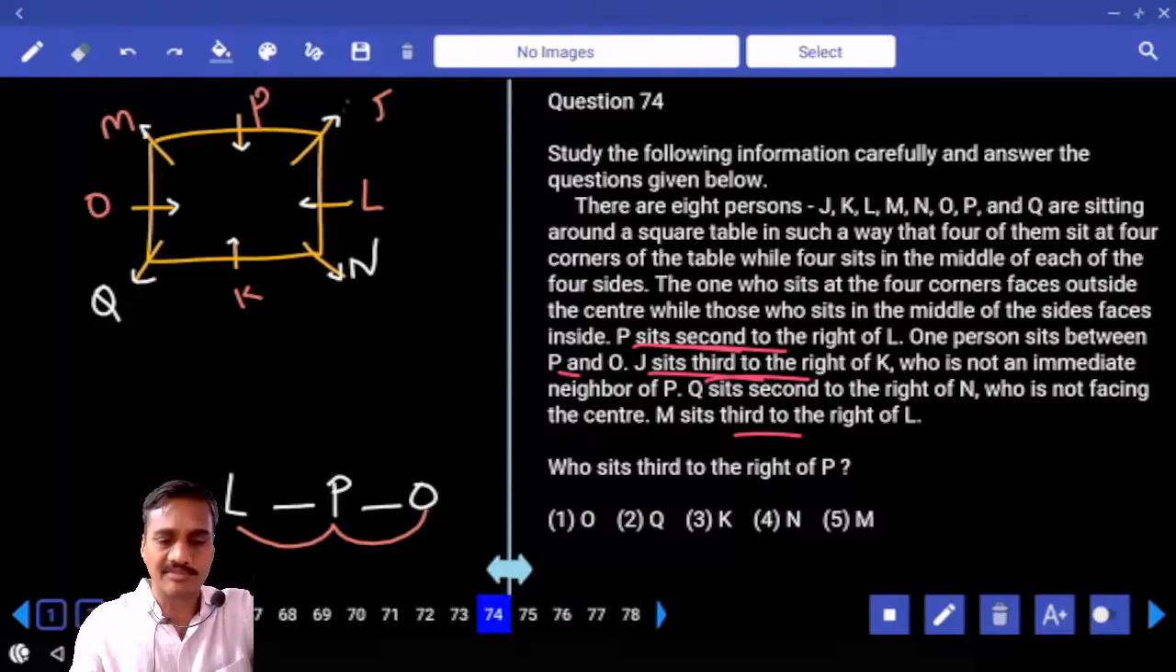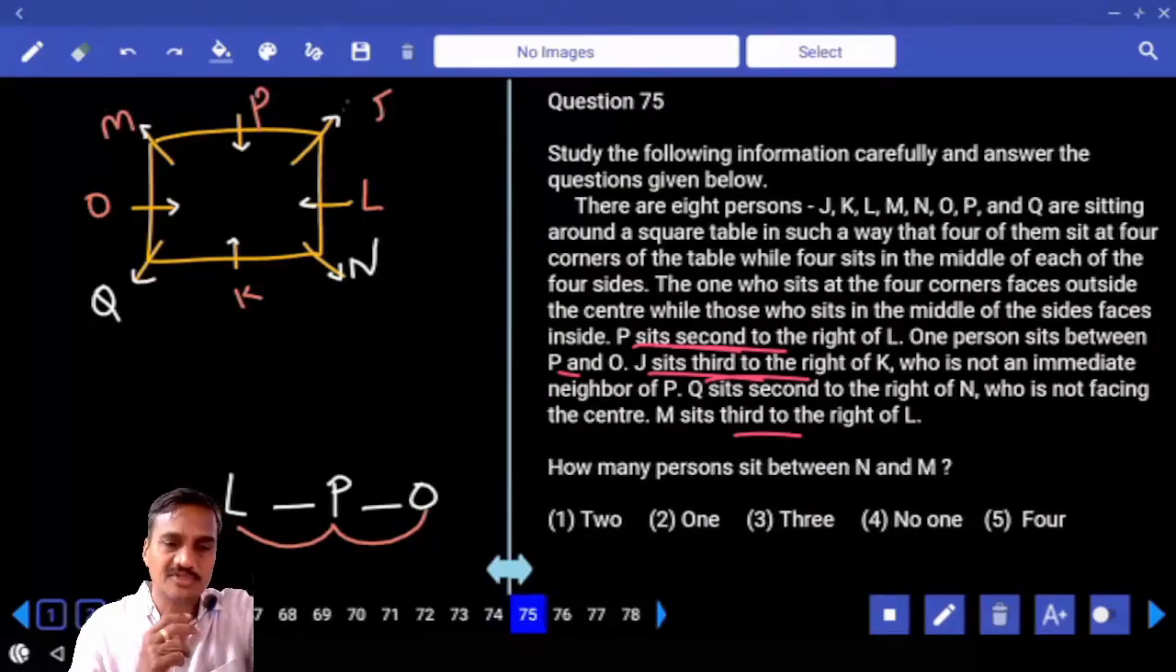And where should this M be? M is fixed. And who sits third to the right of P? Whoever is third right of P, that is Q, choice 2. How many persons are in between N and M? Now in between N and M, they are opposite to each other, exactly 3, choice 3.